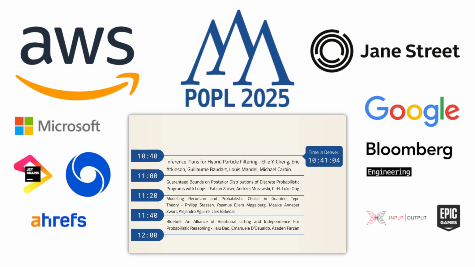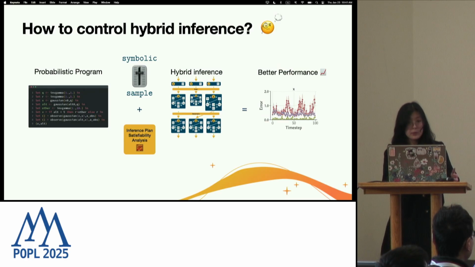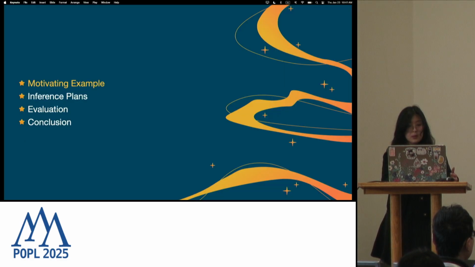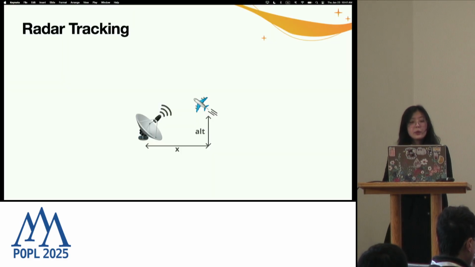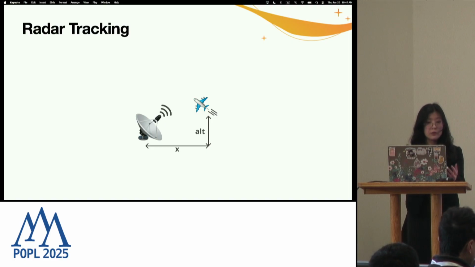Inference to improve performance and reason about its behavior statically while maintaining the probabilistic programming paradigm. So let's start with a motivating example. Here we have a radar tracking problem where we want to estimate the distance and altitude of an aircraft as it's flying using radar measurements.